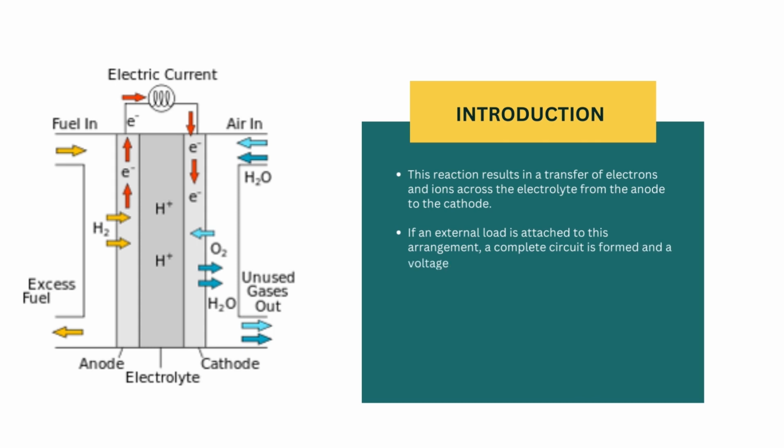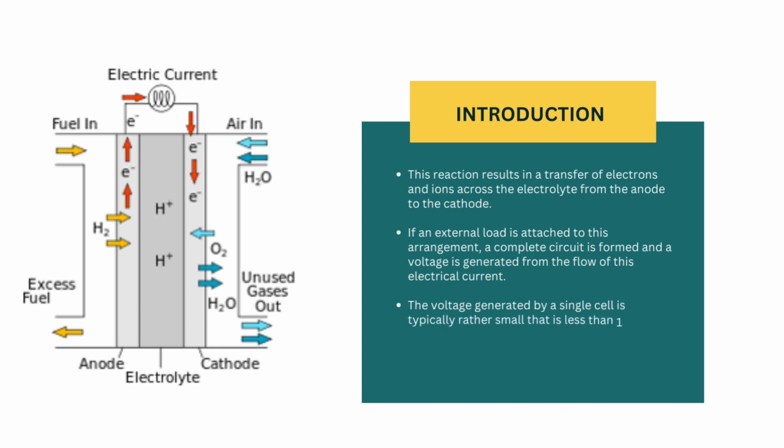If an external load is attached to this arrangement, a complete circuit is formed and a voltage is generated from the flow of this electrical current. The voltage generated by this single cell is typically rather small, that is less than 1 volt. So, many cells are connected in series to create a useful voltage.